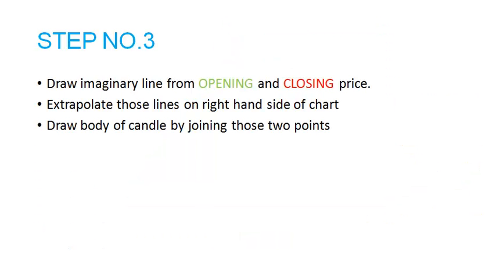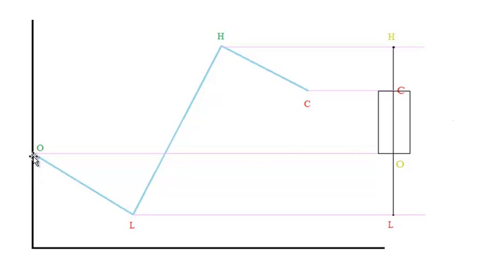After you do that, you draw an imaginary line from the opening and the closing price. Extrapolate those lines on the right hand side of the candle and draw the body of the candle by joining those 2 points. Now let's see it in the next diagram. This is the opening point and this is the closing point. Now you extrapolate this opening point on the right hand side on the skeleton of the candle, and the closing price on the skeleton of the candle. And once you join these, this becomes the body of the candle. So this is the highest point, lowest point, opening price, and the closing price, and this becomes the real body of the candle. That's how you draw a candle.